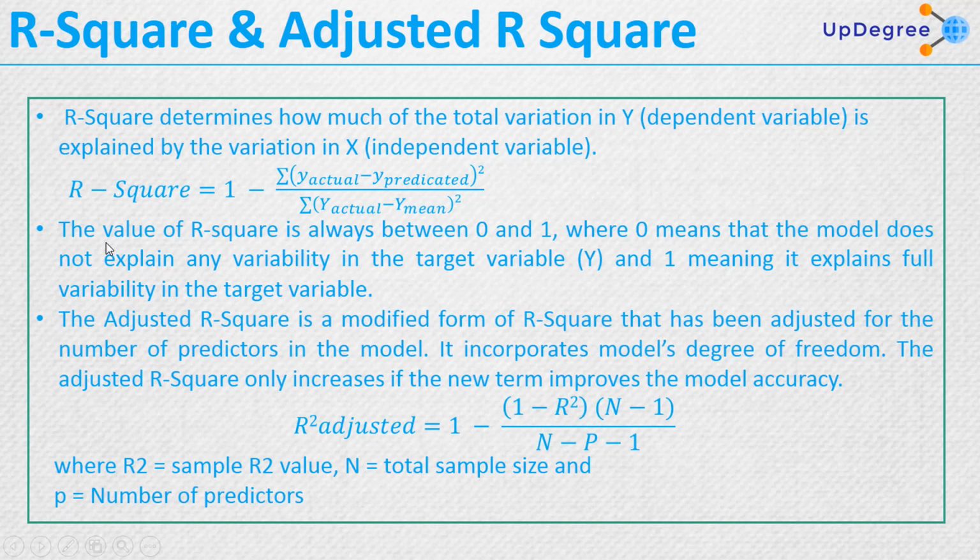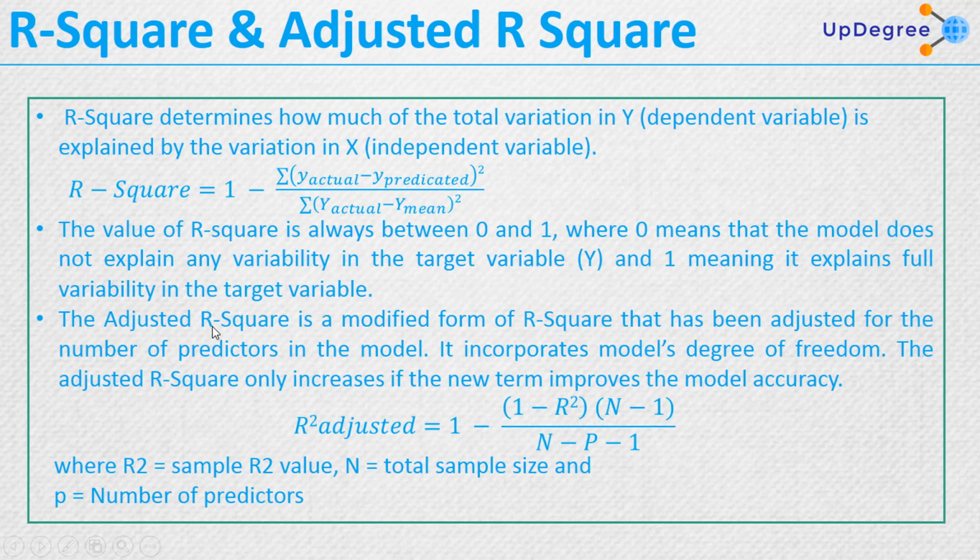If 0 is obtained after calculation, it means that the model does not explain any variability in the target variable y. That means it is not predictive. And 1 means that it explains the full variability in the target variable. So obviously our expectation will be that R square will be very close to 1.